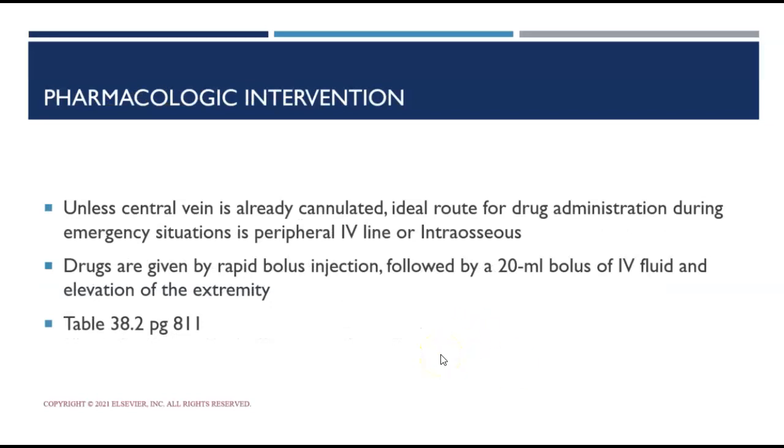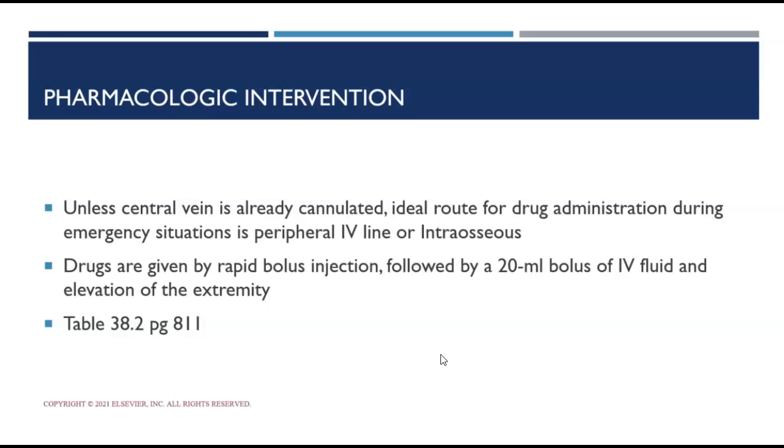Pharmacological interventions. Unless there is a central line already in the patient, meaning that this patient's been hospitalized for a while, so they have a central line or a PICC line in place, typically nursing is trying to start at least 2 peripheral IVs to make sure that they have access and they maintain access during the code.